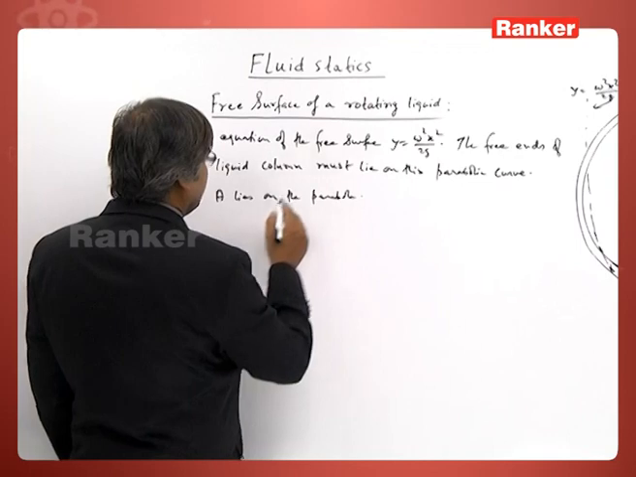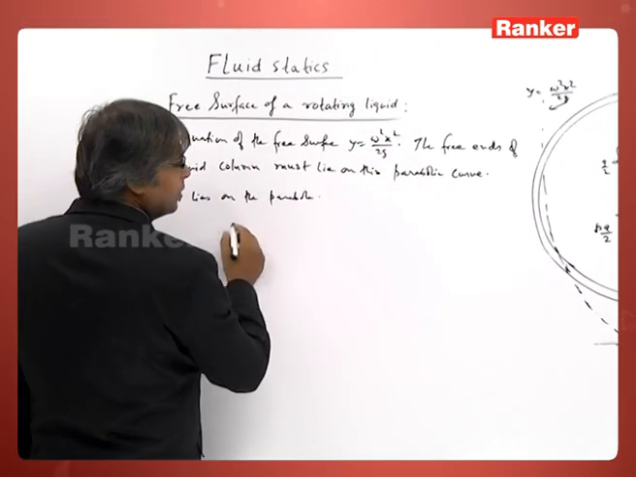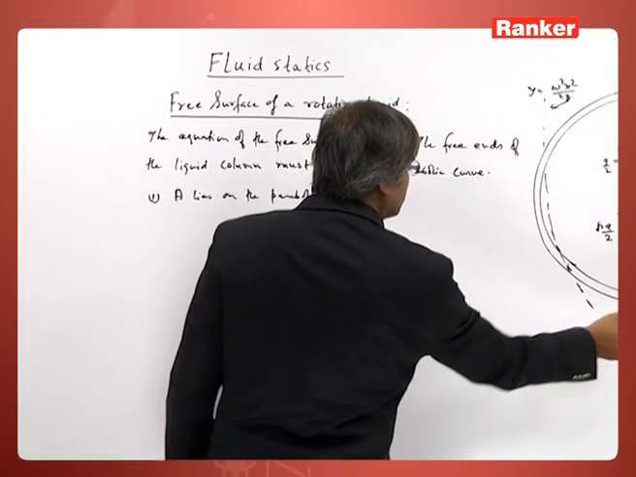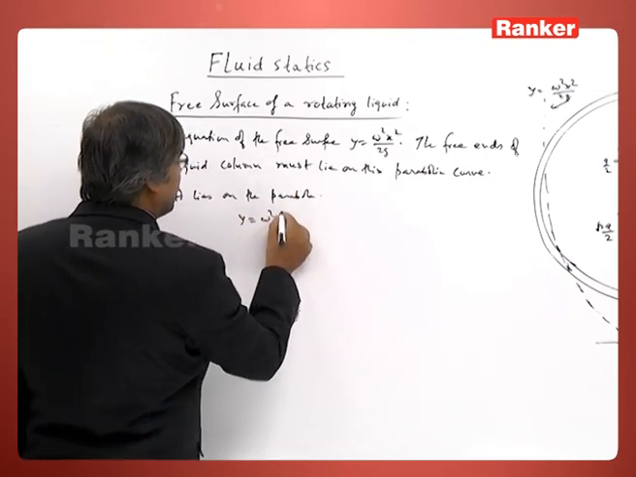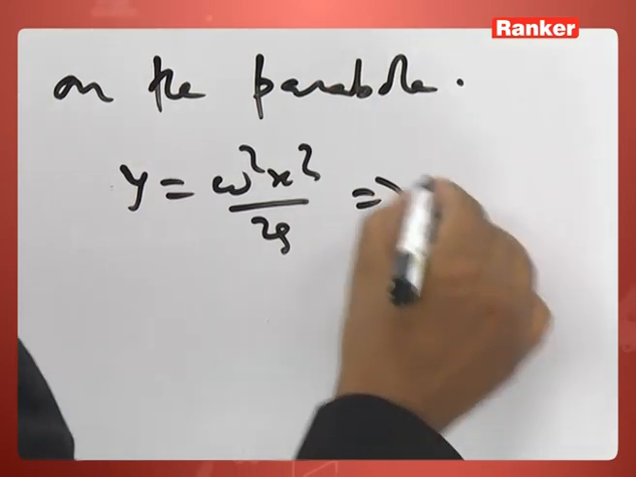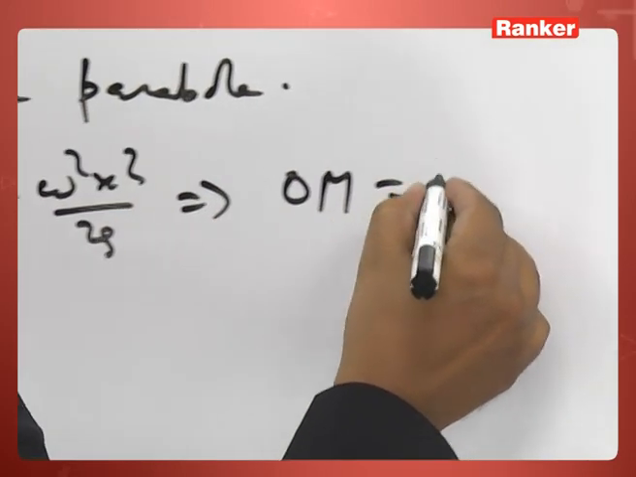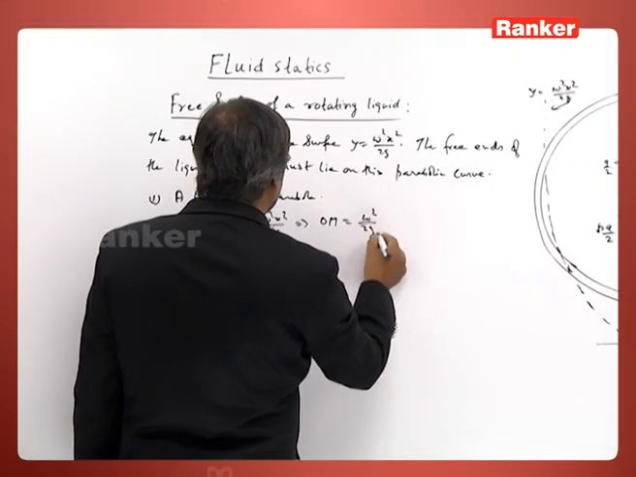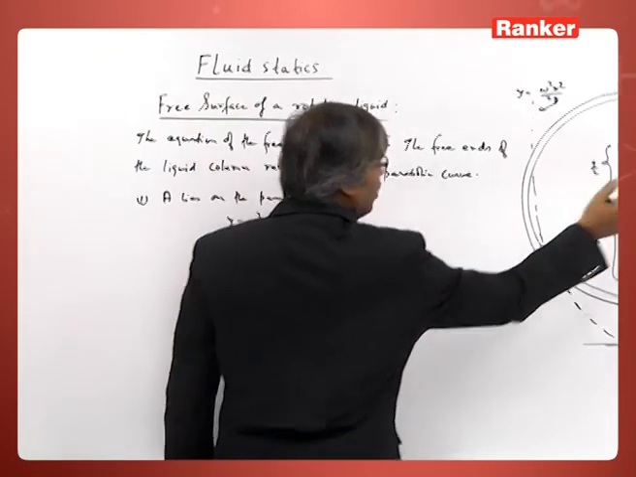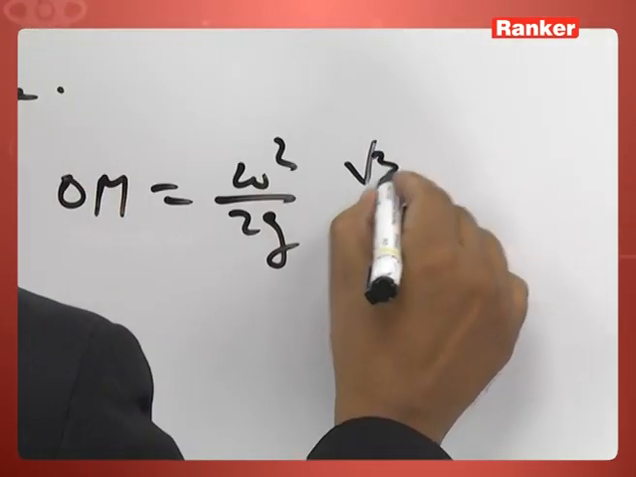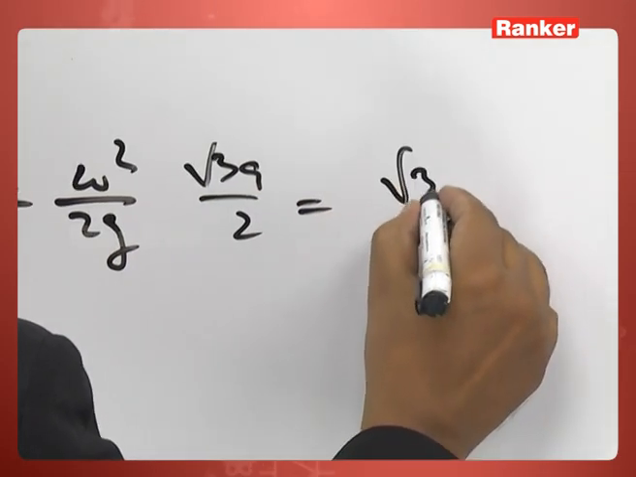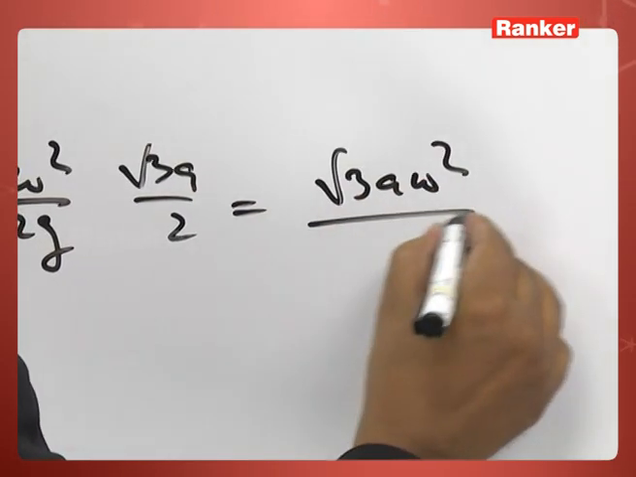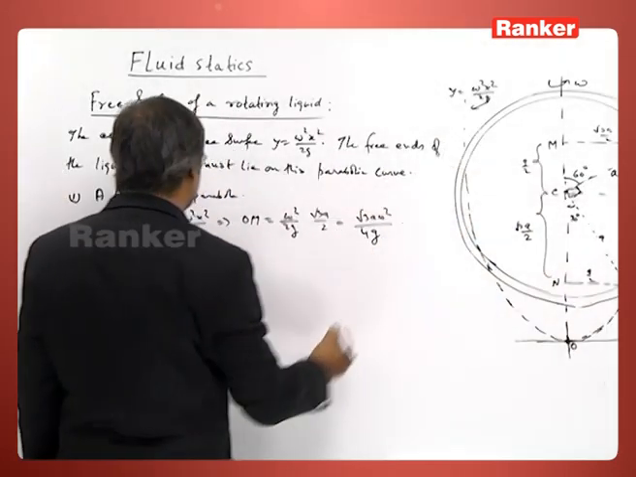Now let us see, we will put this y. So, y, that means OM. y is equal to omega square x square by 2g. This implies y is OM, that is omega square by 2g. What is the value of x for A? That is root 3 a by 2. So, this is equal to 3 a omega square by 8g.